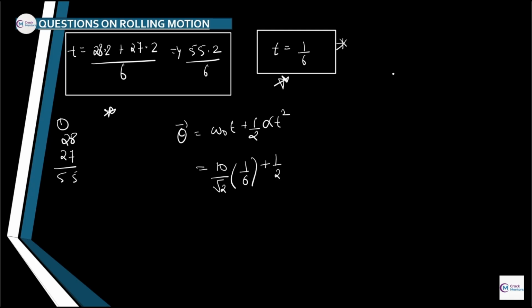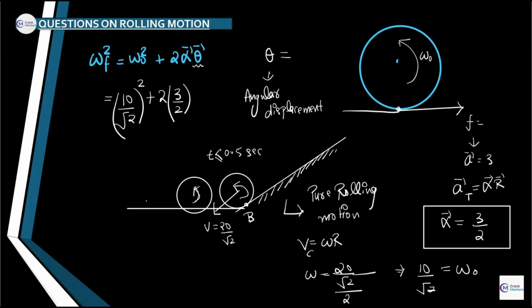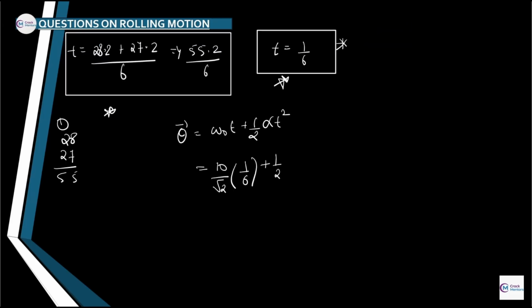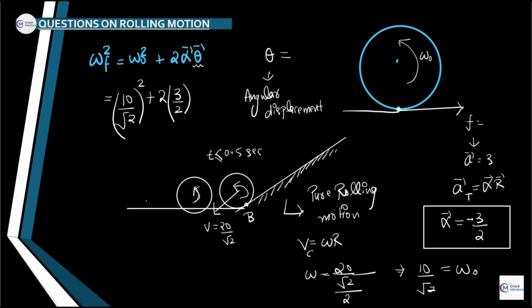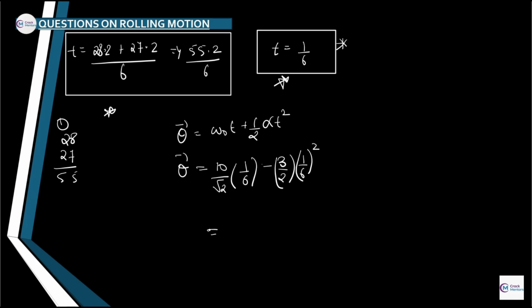What is the value of alpha? Alpha is 3 upon 2, in the minus direction as well. I always forget that it is in the minus direction. Minus 3 upon 2, t square, 1 upon 6 squared. This is the theta. I should have mentioned right here that alpha is negative. Now we are having a very calculative part.